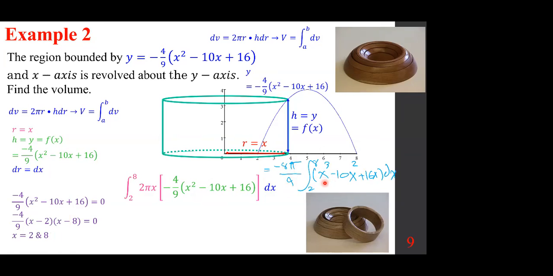This one gives us 1/4 x to the power of 4 minus 10/3 x cubed plus 16/2 x squared.